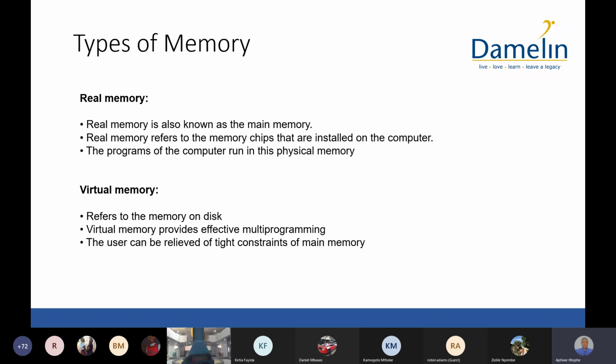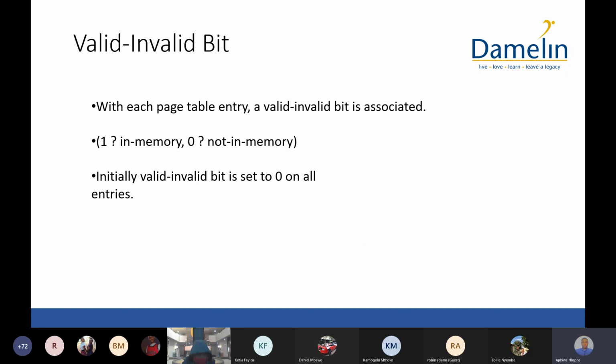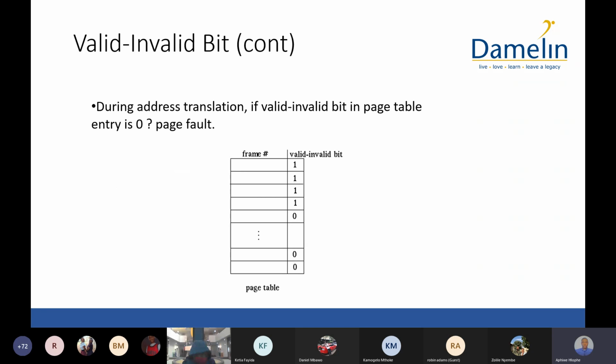Okay, so we talked about the difference between real memory and virtual memory. Real memory exists physically, and virtual memory is created by the CPU, or it's borrowed memory. So there's something that we call the valid and invalid bit. Okay, so with each page table entry, a valid and invalid bit is associated. Okay, and what this means is that, I'm just going to move to the next slide so that you can see it.